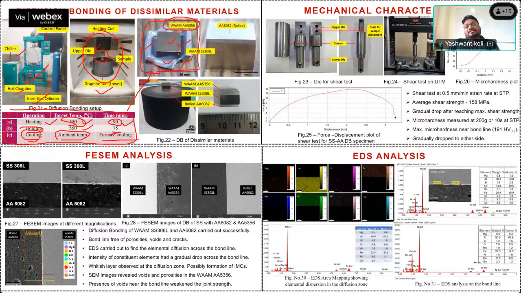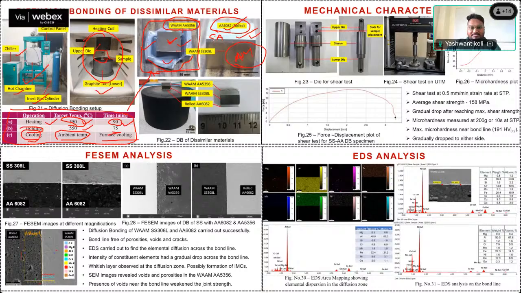So the same experiment that we have done with aluminum 6082, which is a rolled sheet. This is the additive manufacturing sample. This is 308L, and this is a commercially available rolled sheet, 6082 aluminum sheet, that we have taken for the trial purpose, to check whether aluminum and stainless steel can be joined or not with diffusion bonding.